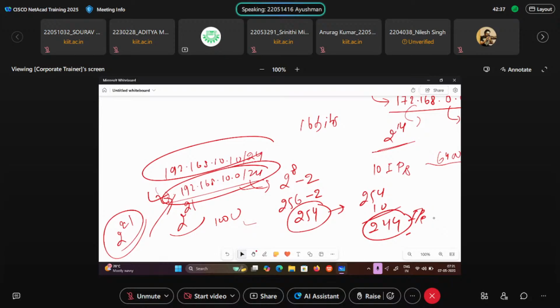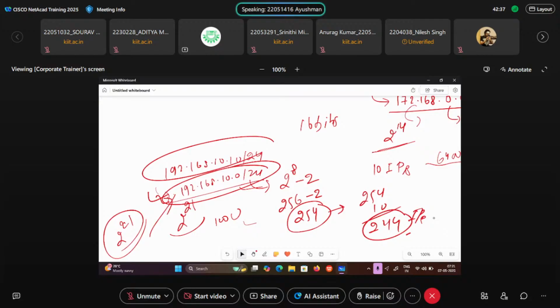Make sure of that. Okay, so let's start with some examples and we'll understand. There is a formula for calculating the subnetted network, so you have to write it down, and accordingly we'll move ahead with the different problems.